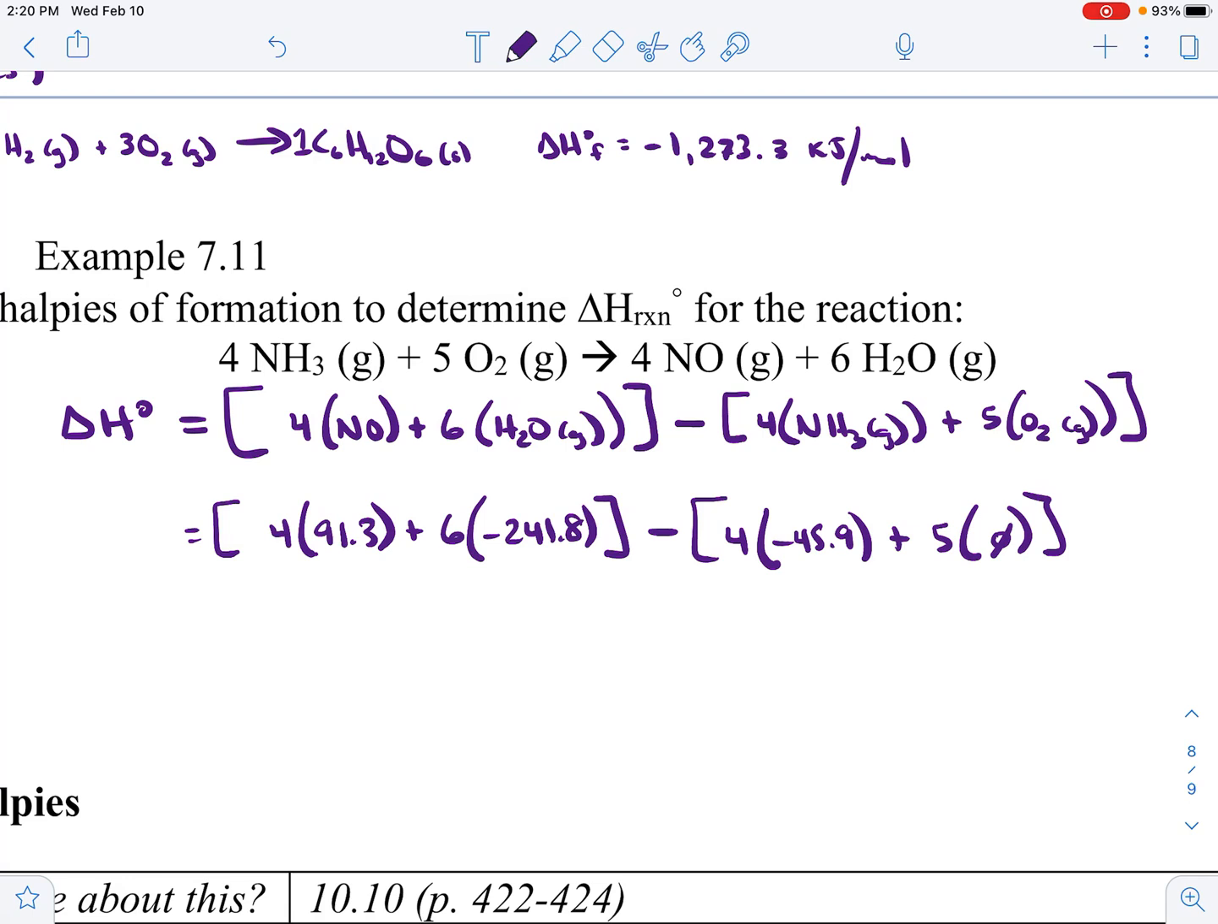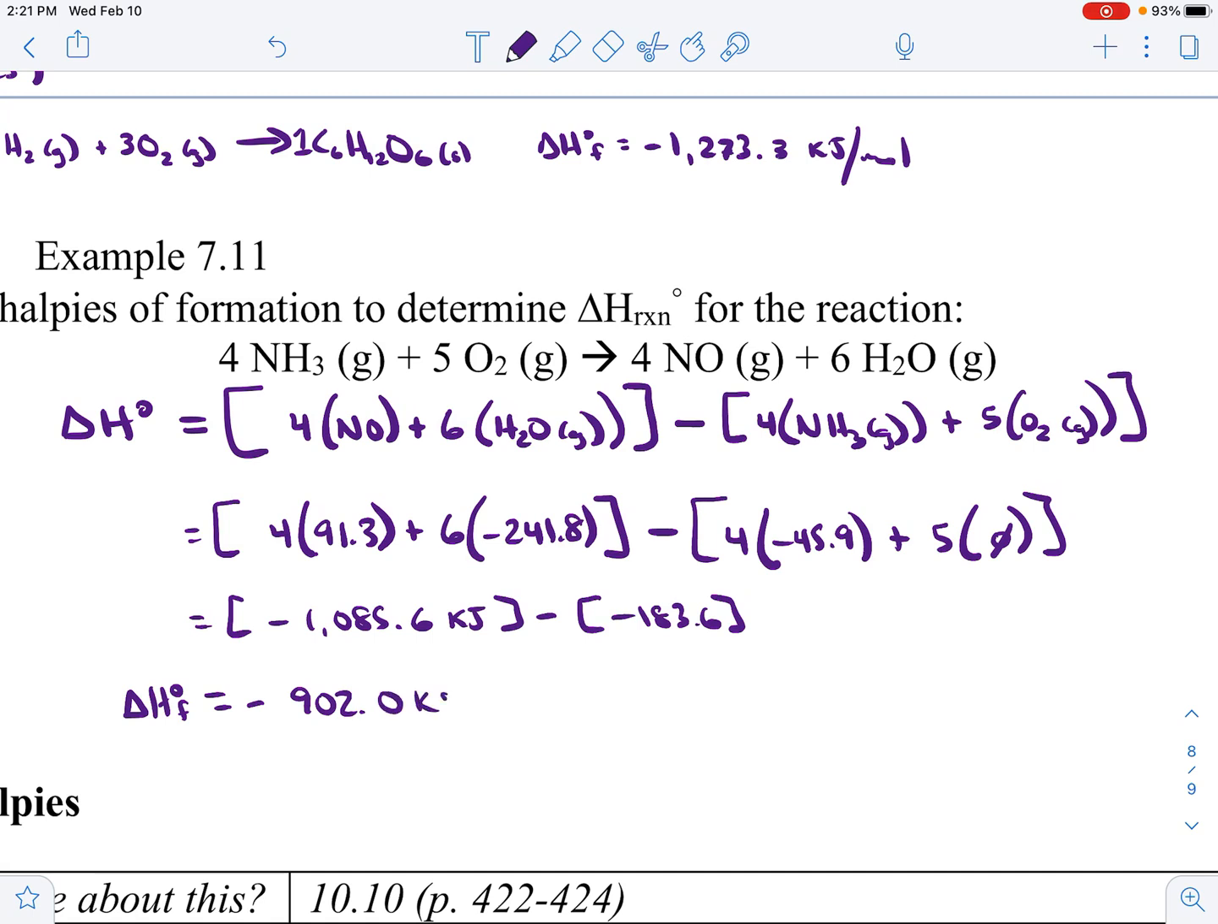And we should get, right here in this one, negative 1,085.6 kilojoules. And then we're going to subtract negative 183.6, which is actually going to add. And so our overall delta H not of reaction is going to be negative 902.0 kilojoules. Awesome. Hope that works for you.